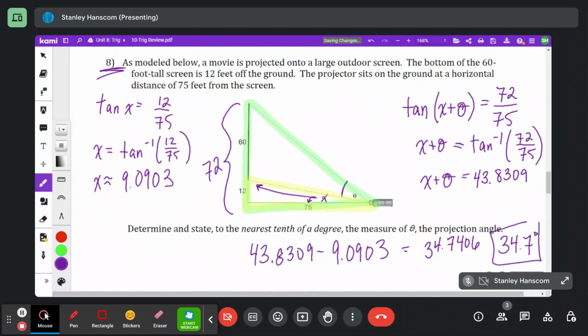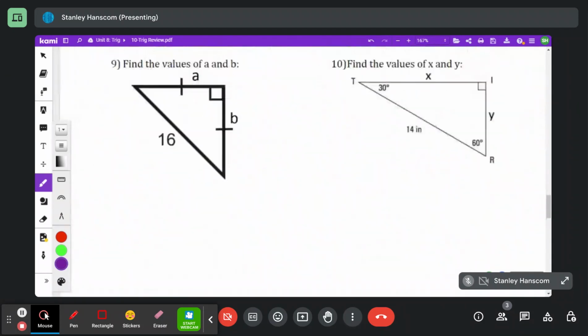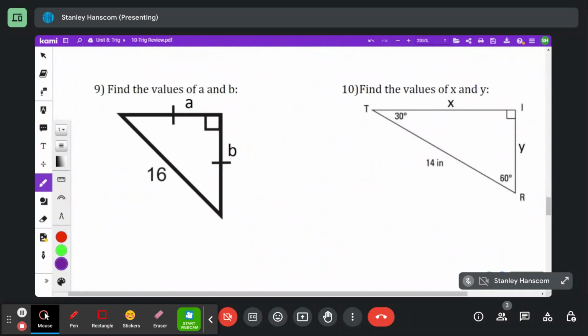So this is another two-parter. I think this one's not as bad as the last one because it's two direct trig relationships instead of the law of sines or cosines having the potential to be needed. Okay, so we have our special right triangle questions here.